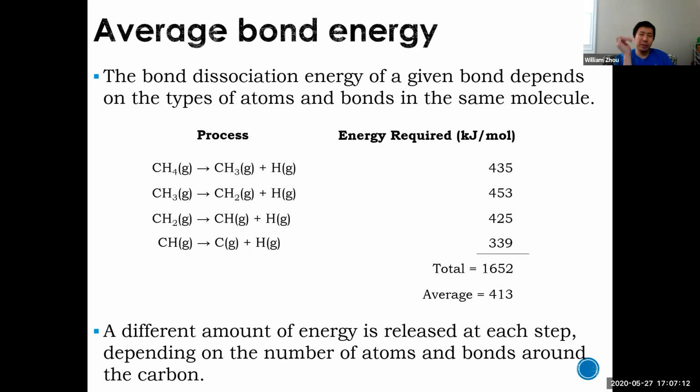Okay, all of these are different. And they average out to be 413 kilojoules per mole. So we use the average of the CH bonds and not the individual bonds for simplicity. All right, so the amount of energy that you need to break a bond depends on how many bonds that carbon or any atom already has. So that table is a table of averages, and we're going to be using the table of averages.